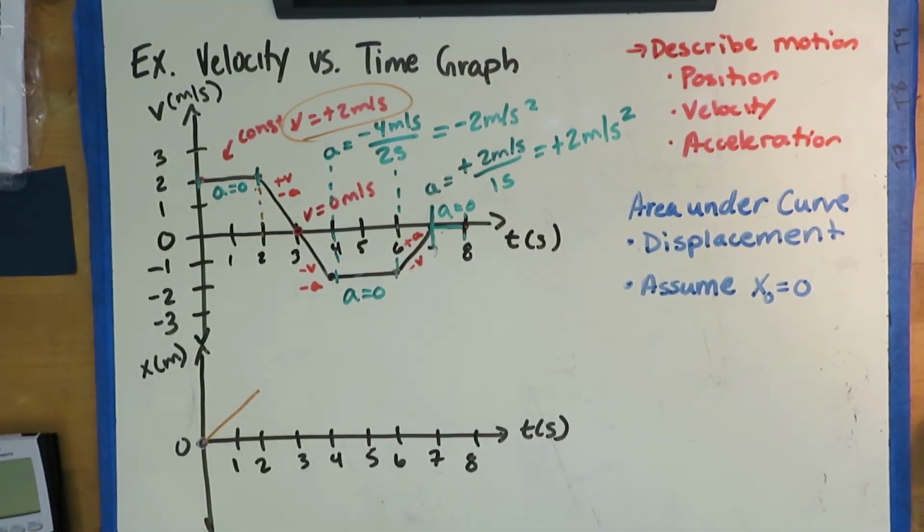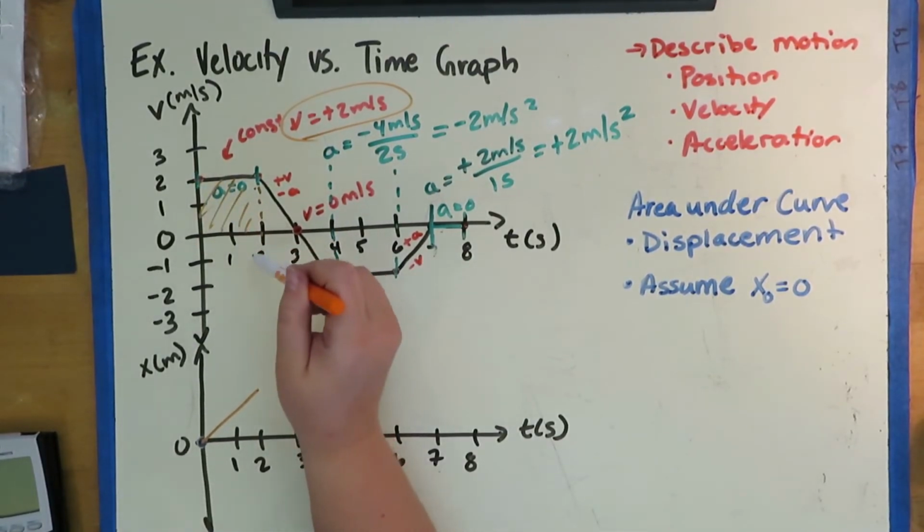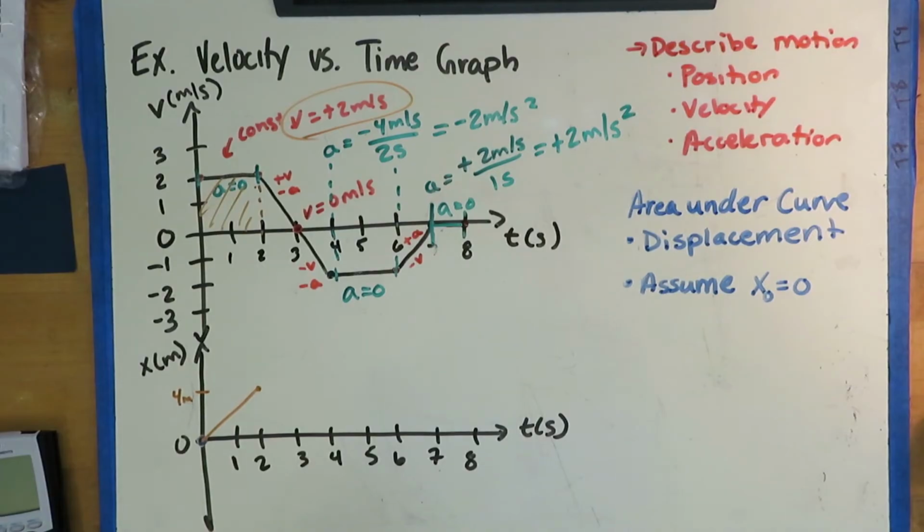Well, how do I figure out how far I went? What's this y coordinate here? Well, the area under the curve is my displacement. So from 0 to 2 seconds, I go 2 times 2 meters. So that's 4. So actually that's going to be 4 meters right here. So at 2 seconds, I am at 4 meters.